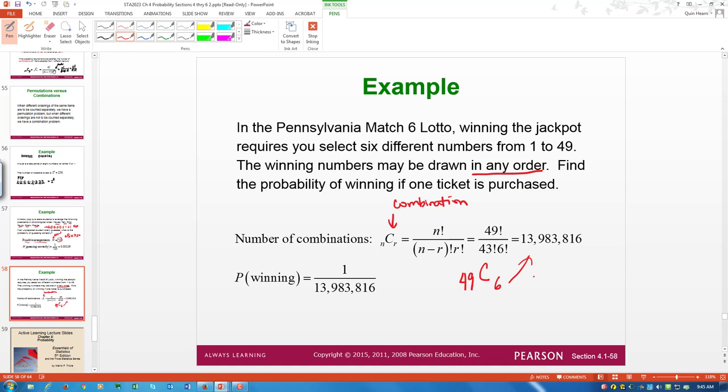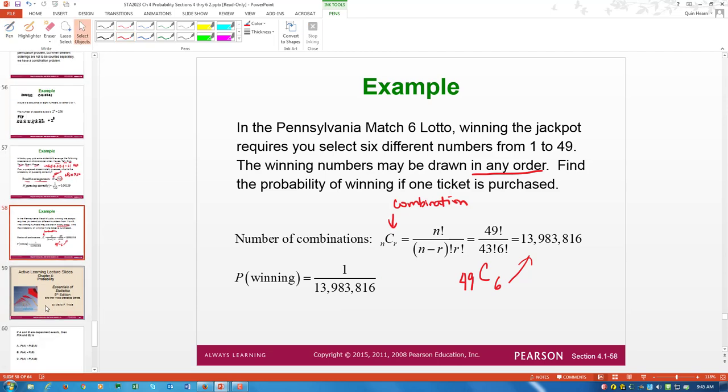We want to know then, what's the probability of winning if there are 13,983,816 different possible ways to select six numbers? Well, there's only going to be one of those combinations that is going to work. So one out of 13,983,816. Okay.